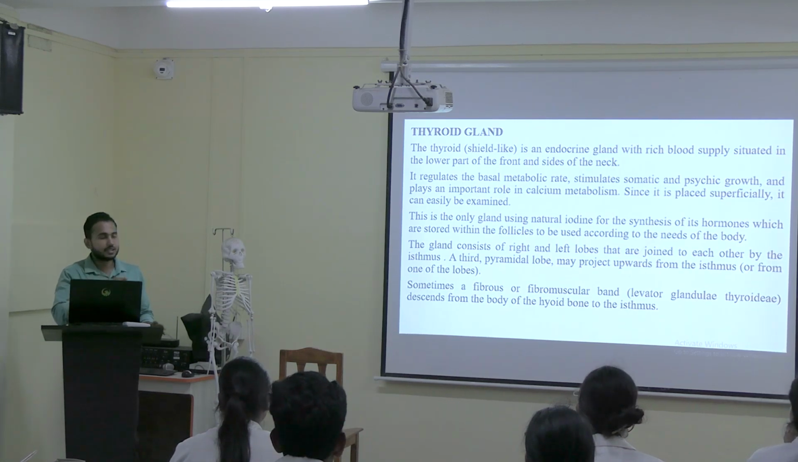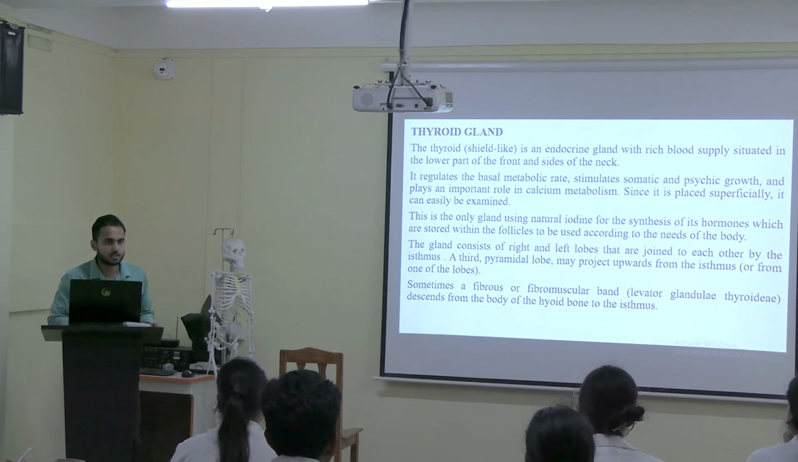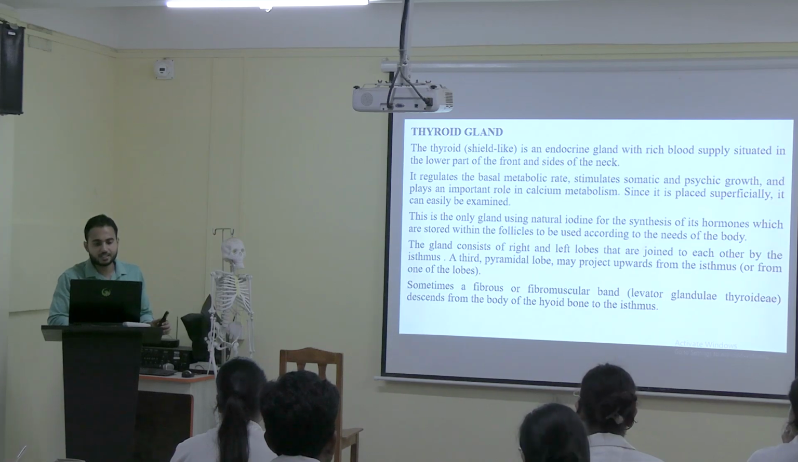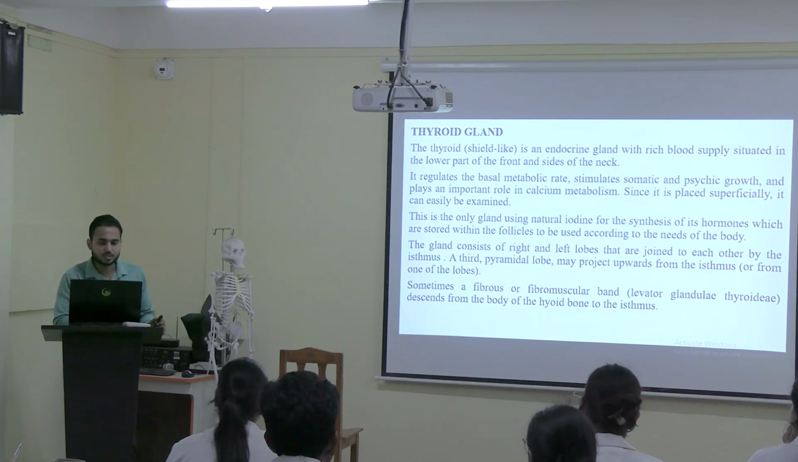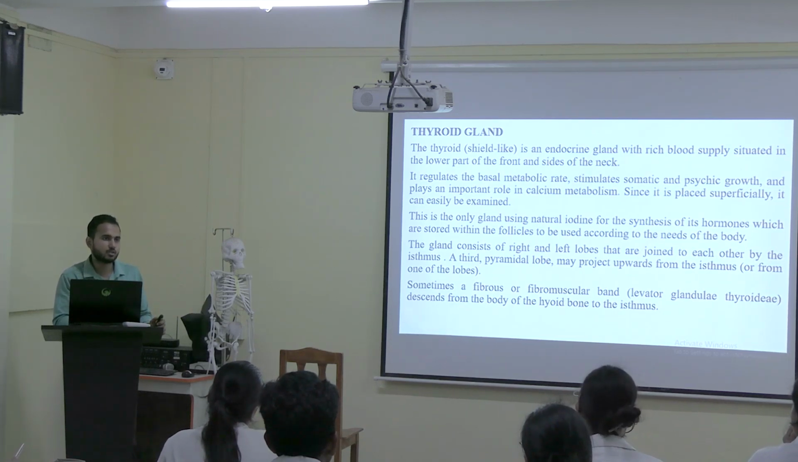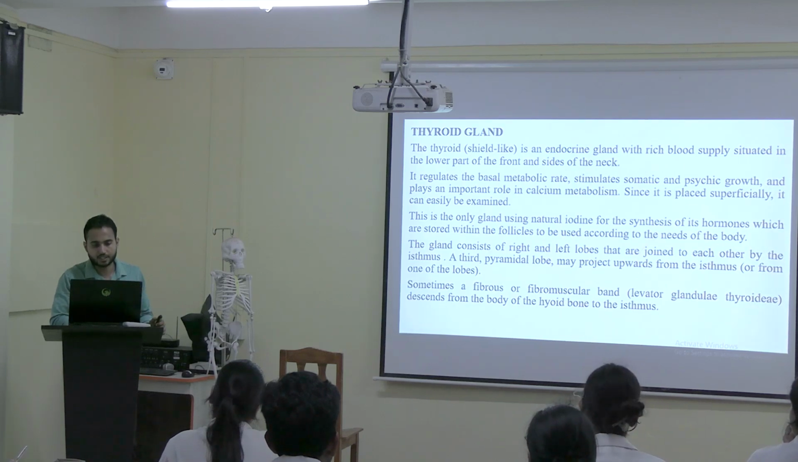So as I said, only a brief introduction about the thyroid gland, where I will show you the parts of the thyroid gland and some important peculiarities. Then directly I will go to the microscopic structure of the thyroid gland. Thyroid means shield-like. It is an endocrine gland with a rich blood supply, situated in the lower part and in front of the neck. That is the location of the thyroid gland.